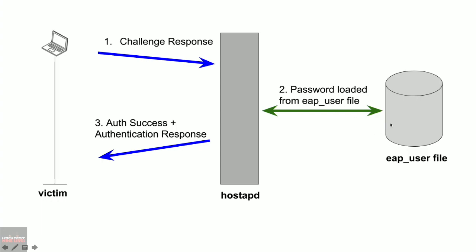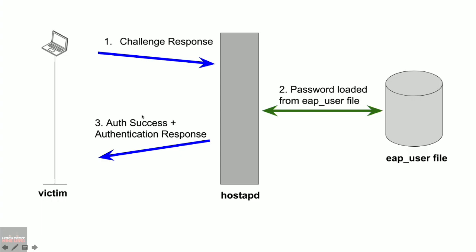Yeah, I know, it's silly. But yeah, it's going to attempt to load the user's password from the EAP user file. And using that password loaded from the EAP user file, it's then going to construct this authentication response, which is used to prove knowledge of the victim's password to the victim. At this point, it sends that to the victim with the authentication success message, and the entire thing succeeds.